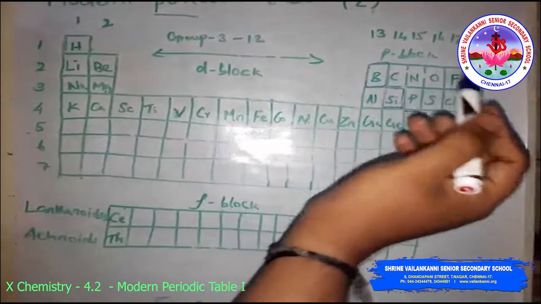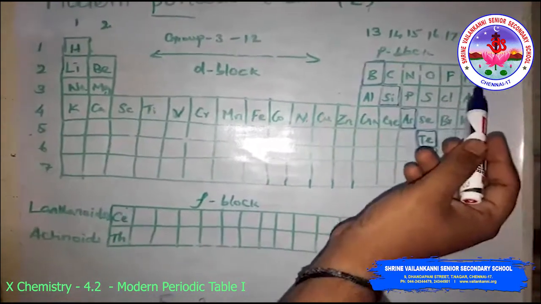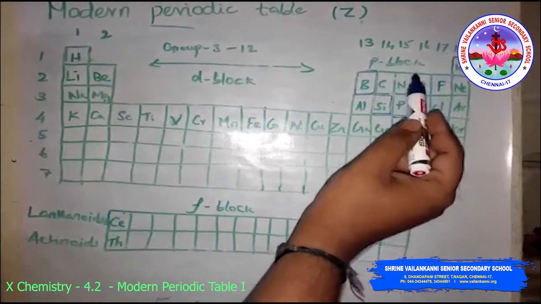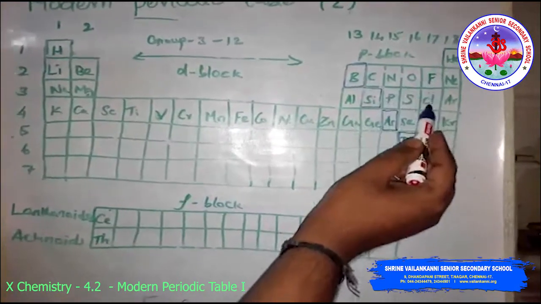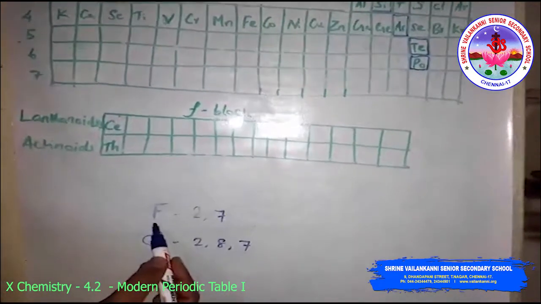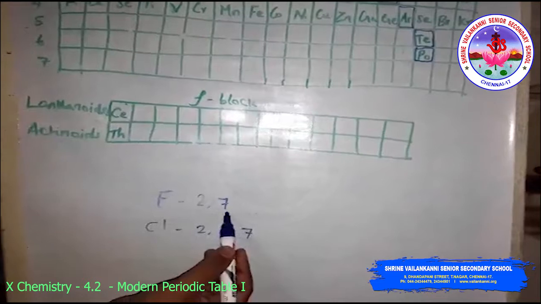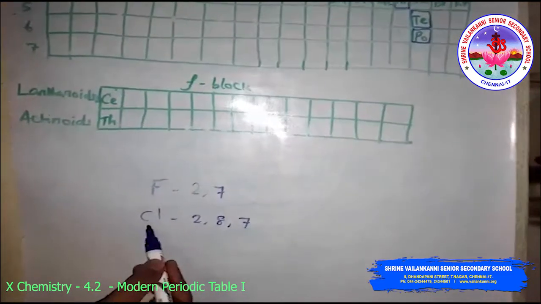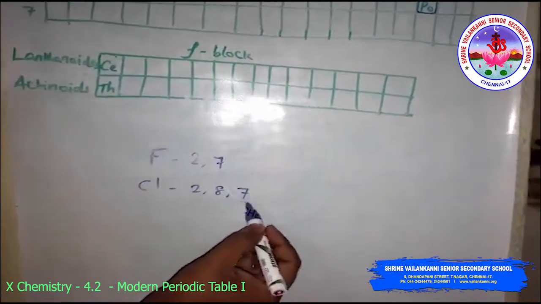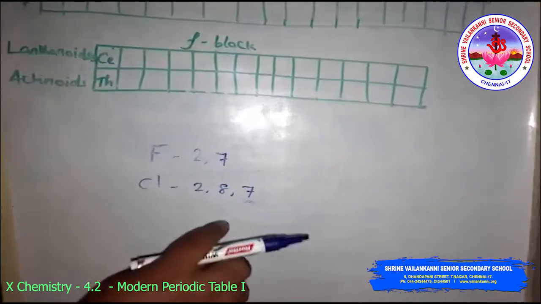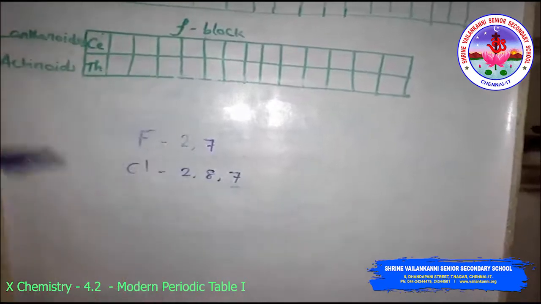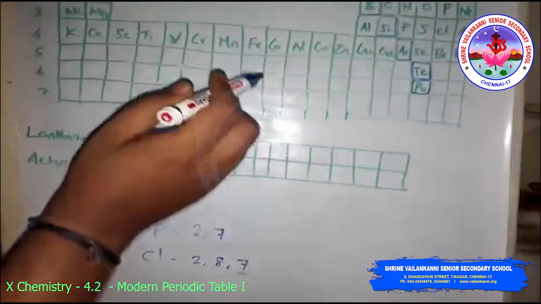For example, the elements fluorine and chlorine belong to group 17. How many electrons do fluorine and chlorine have in the outer shell? Look here: fluorine's atomic number is 9, so the electronic configuration is 2, 7. Chlorine's atomic number is 17, so the electronic configuration is 2, 8, 7. So the valence shell, the outer electrons, are 7 outer electrons. Usually the number of shells increases as we go down the group.